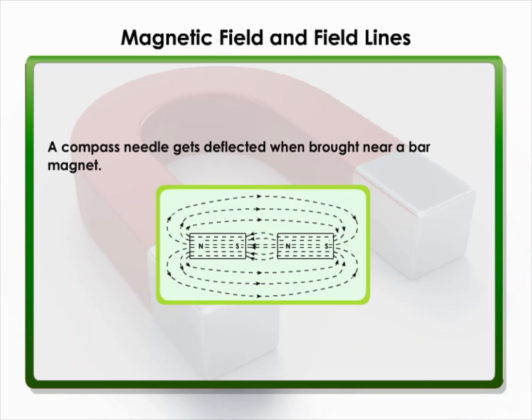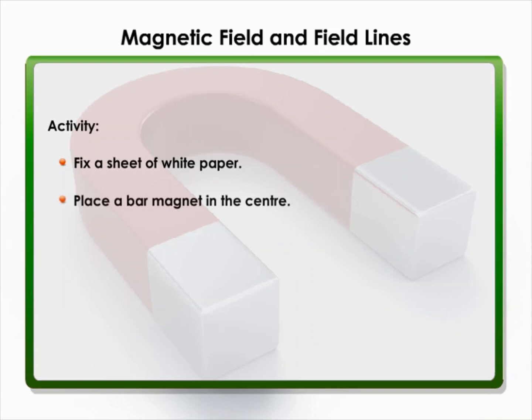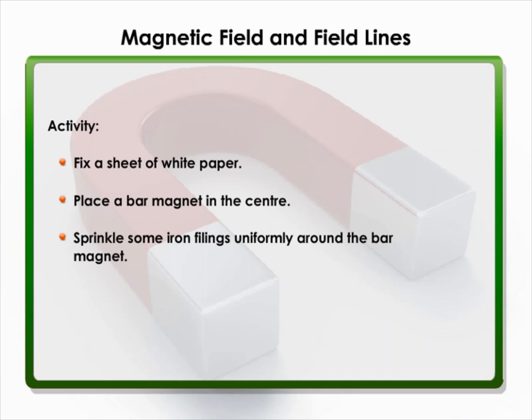Through various activities, we have observed that like poles repel while unlike poles of magnets attract each other. Let's perform another activity. Fix a sheet of white paper on a drawing board using some adhesive material. Place a bar magnet in the center of it. Sprinkle some iron filings uniformly around the bar magnet. A salt sprinkler may be used for this purpose. Now tap the board gently.